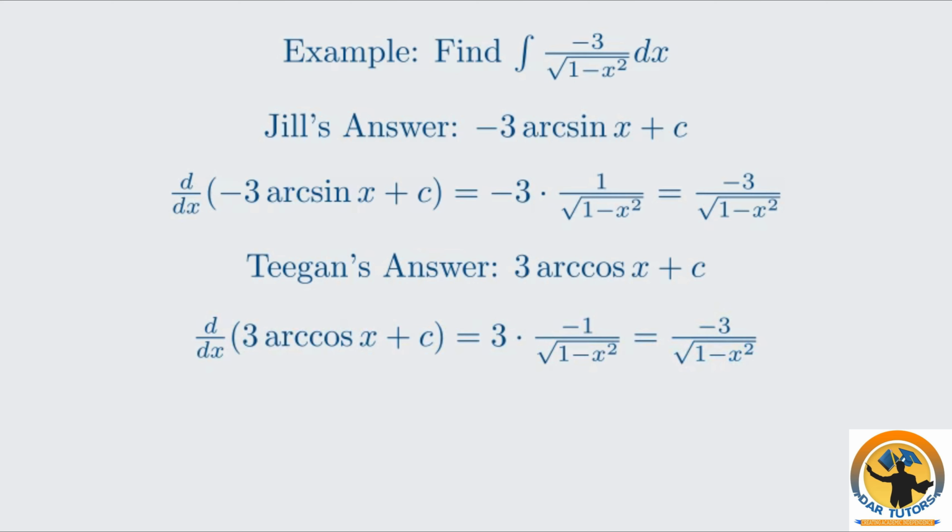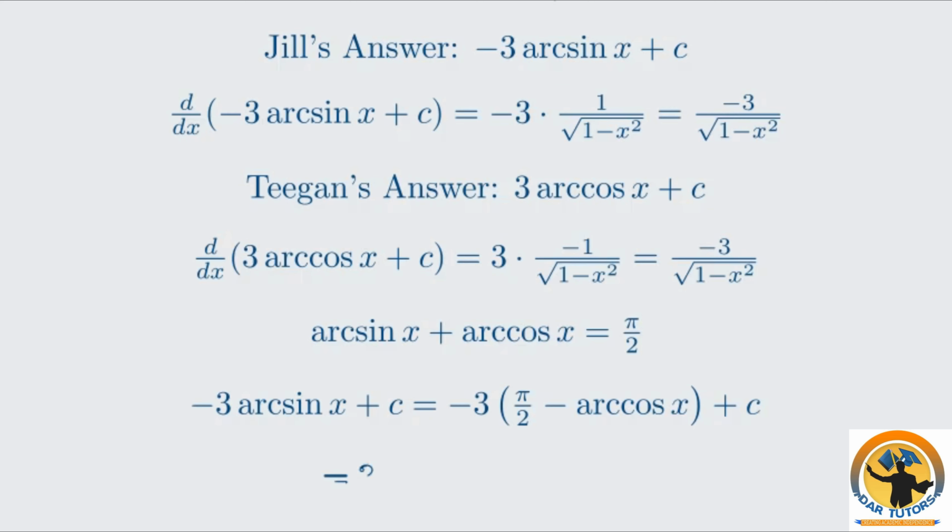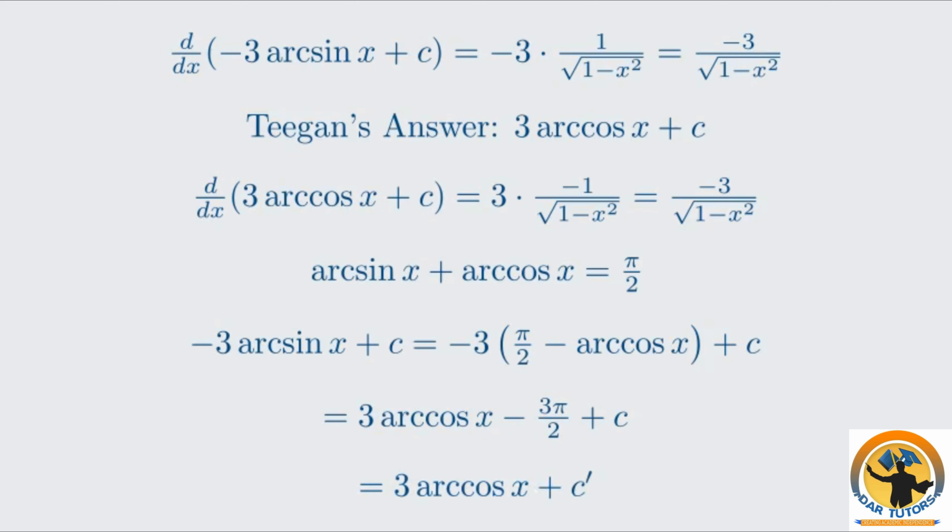This is because the derivative of arcsin x plus arccos x is 0. This means arcsin x plus arccos x is equal to a constant, pi over 2. Therefore, -3 arcsin x plus c can be rewritten as -3 times the quantity pi over 2 minus arccos x plus c. This simplifies to 3 arccos x minus 3 pi over 2 plus c. Since -3 pi over 2 plus c is just another arbitrary constant, we can call it c prime. So the two answers are equivalent. This demonstrates that there can be different yet equivalent forms for an indefinite integral. As long as your answer differentiates back to the original integrand, it is correct.